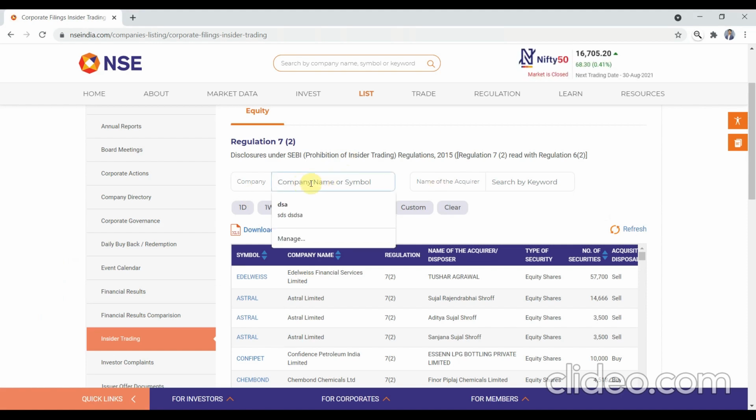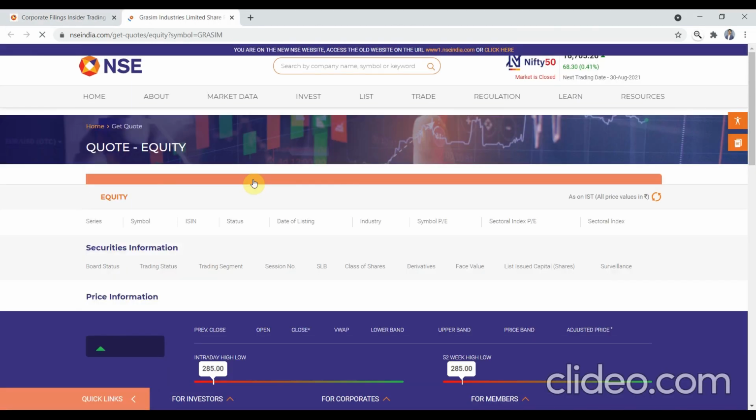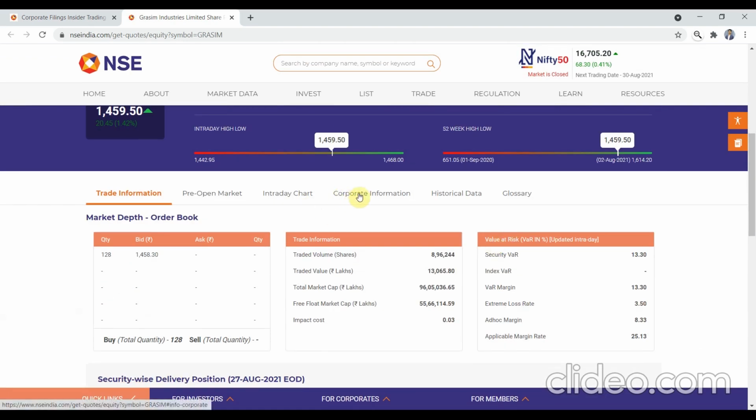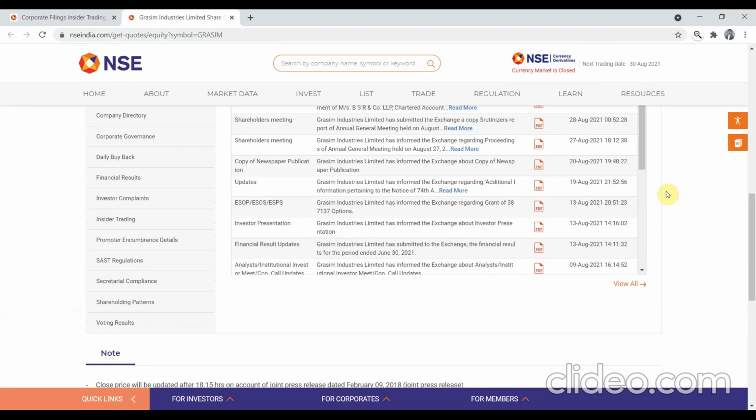Grasim. Click on this Grasim Industries Limited. Click on the symbol of Grasim. All right. Now go to the corporate information by scrolling down, and here we'll find all the details that we need to see. All right, so there would be four filters which would help me determine whether or not I want to include this particular stock on my swing trading watch list. So there are three primary filters and one secondary filter.